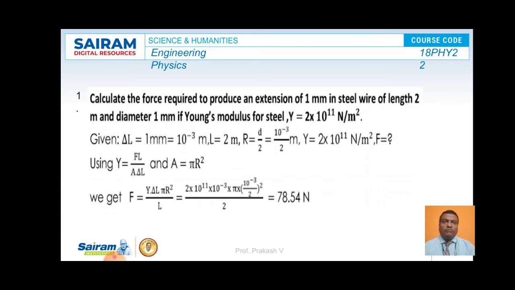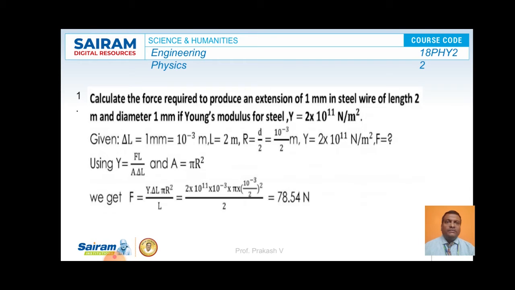So problem number 1: calculate the force required to produce an extension of 1 millimeter in a steel wire of length 2 meter and diameter 1 mm, if Young's modulus of the steel, Y, is equal to 2 into 10 to the power of 11 Newton per meter square.